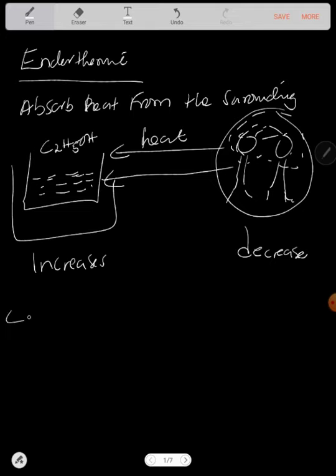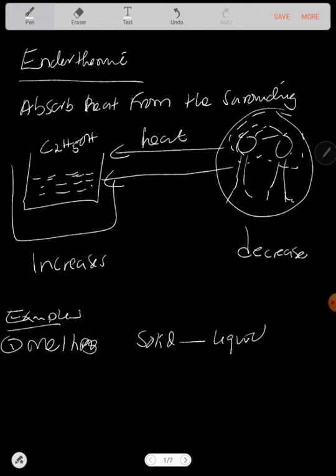Now, examples of such reactions are, one, melting. We know that in melting, they change from solid to liquid. So for this to change from solid to liquid, what must happen? A solid must be heated. Heat is required, so a solid is going to absorb heat. Once the solid absorbs heat, the particles become less close together.